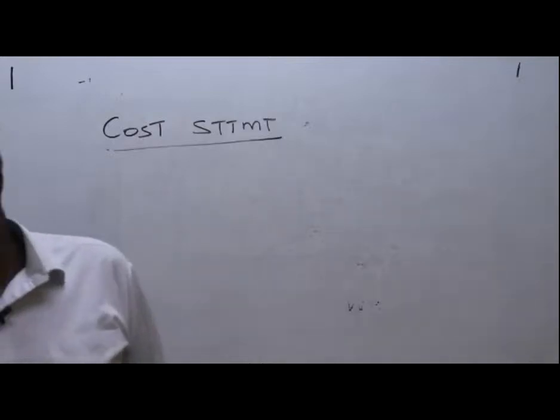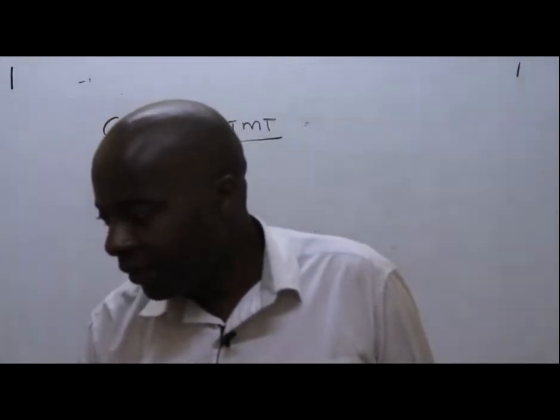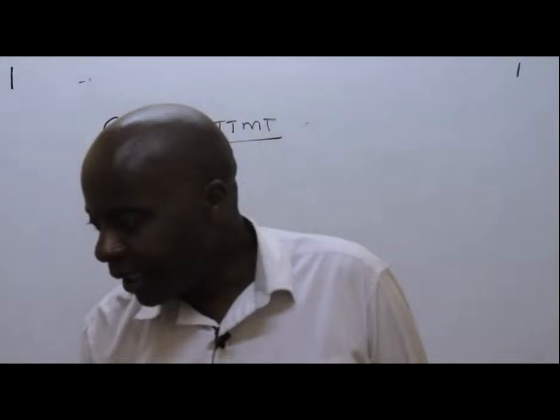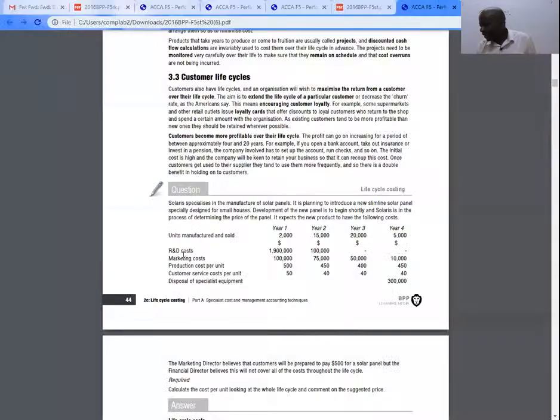So for the cost statement, the first thing that I will have to pick very fast, my great friends, from my question is research and development costs. Research and development costs, they have not made any mention of per unit. So what I will do is add 1.9 million plus 100,000. I'm basically looking at the research and development cost incurred for the entire life cycle, which is 4 years. So 1.9 million plus 100,000. Could you kindly give me that answer?